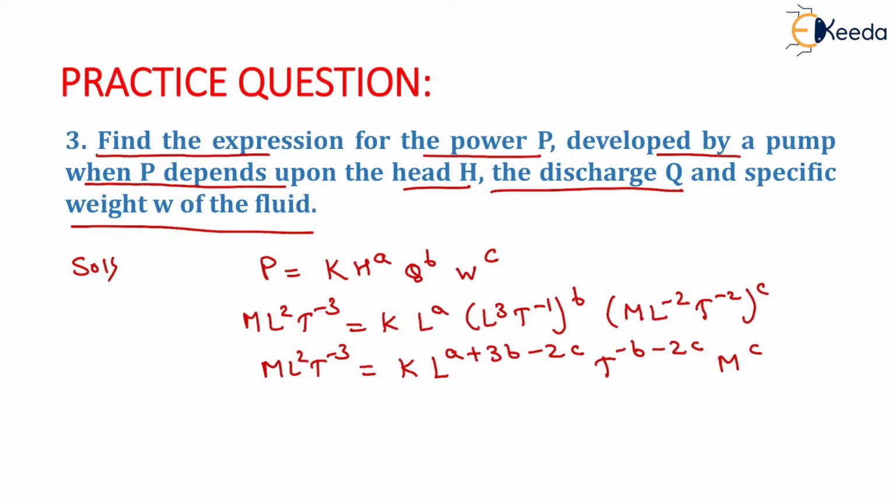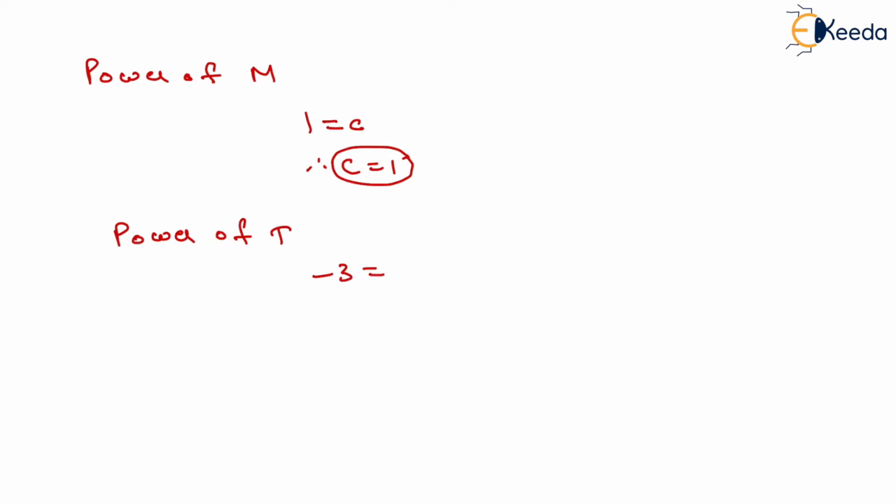Now, equating the powers of M, L and T on both sides, we have the power of M equals 1 equals C. So, the value of C will be equal to 1, which is shown here. Similarly, we will equate the power of T: minus 3 equals minus B minus 2C. On putting the value of C here, the value of B comes out as 1.